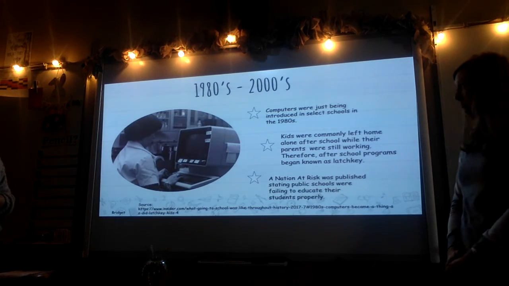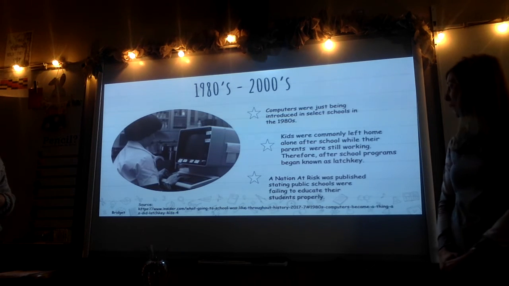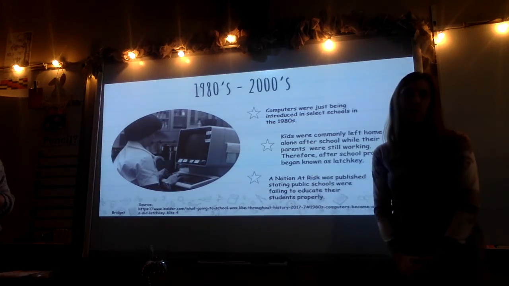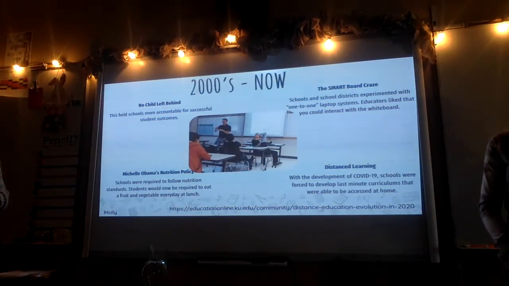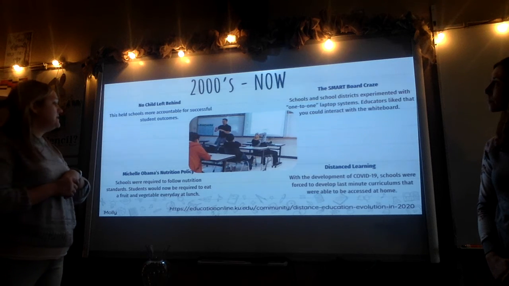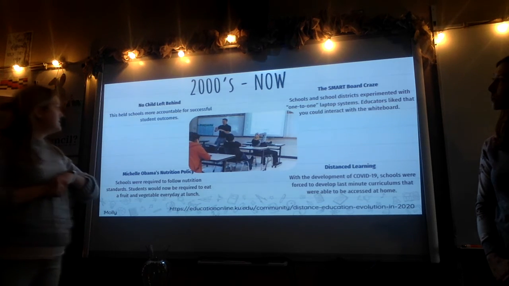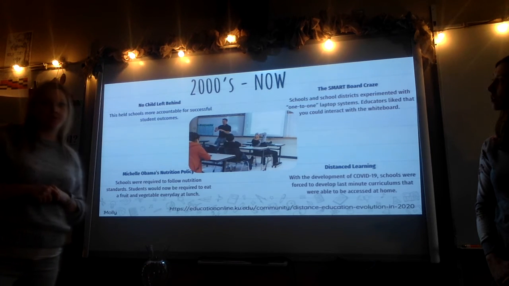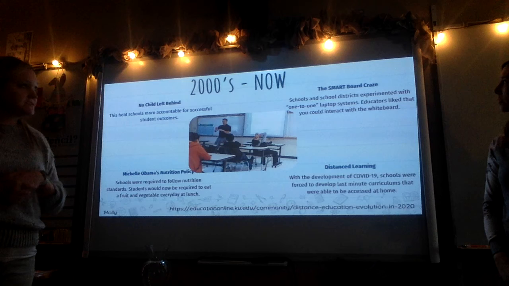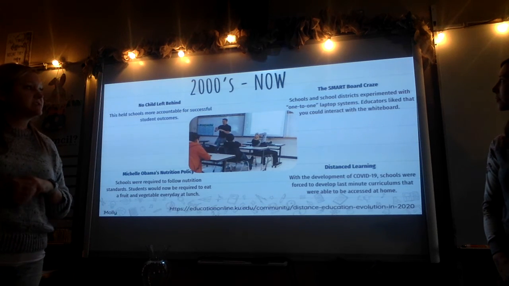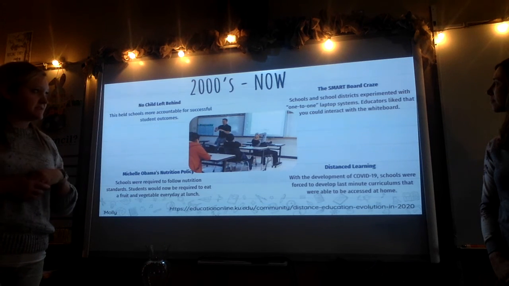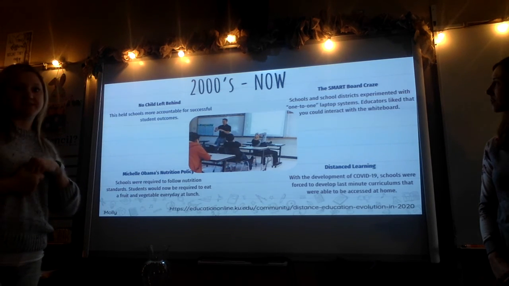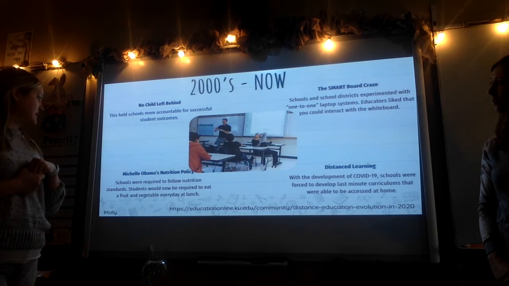A Nation at Risk was published, and this was stating that public schools were failing to educate their students properly. And again, you'll see my name and my source listed at the bottom. And finally, in the 2000s until now, like I mentioned before, No Child Left Behind has come up. This held schools more accountable for student success, making sure that they succeed and don't fail. The smartboard craze: schools and school districts experimented with one-to-one laptop systems, and then obviously our smartboard, and educators expressed that they liked that they could interact with the whiteboard.